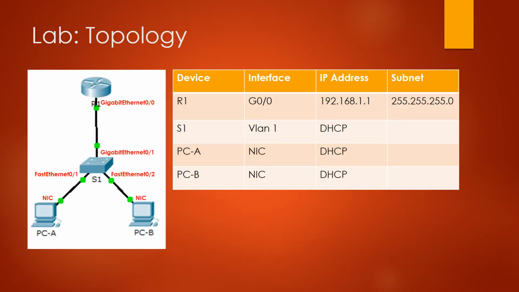So pretty straightforward lab today. Your router is going to be your DHCP server, and you're going to assign DHCP addresses to both your hosts and the VLAN1 interface on the switch.